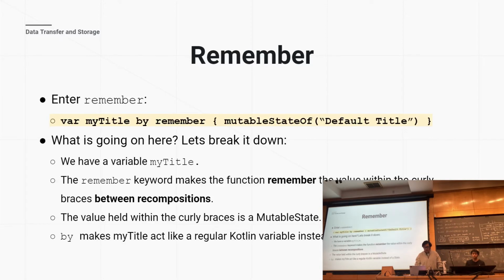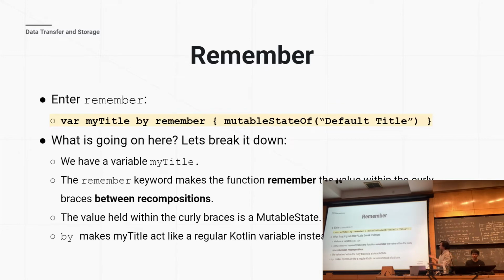So we use the keyword remember. So now, instead of just having a mutable state, we also make it so that our variable uses remember. So what does remember do? Well, in essence, it stores this object in memory. So now it actually remembers it. Pretty easy to remember.